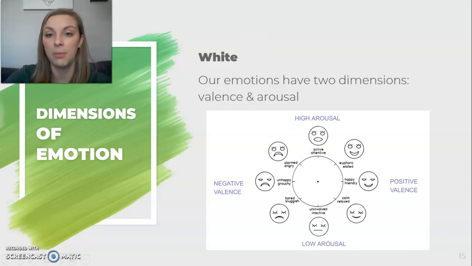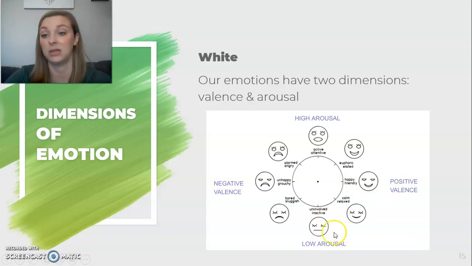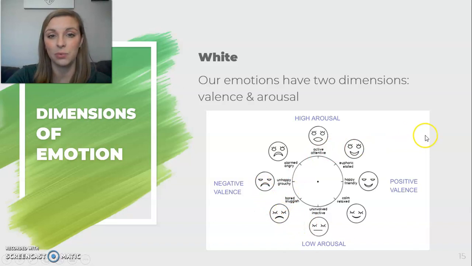So our emotions can happen on different dimensions. So we can have very intense positive emotions, but we can also have very unintense, like basic positive emotions, right? We can have very intense negative emotions, or we can have very low intensity emotions, right? That's what this idea is saying in the dimensions of emotion.